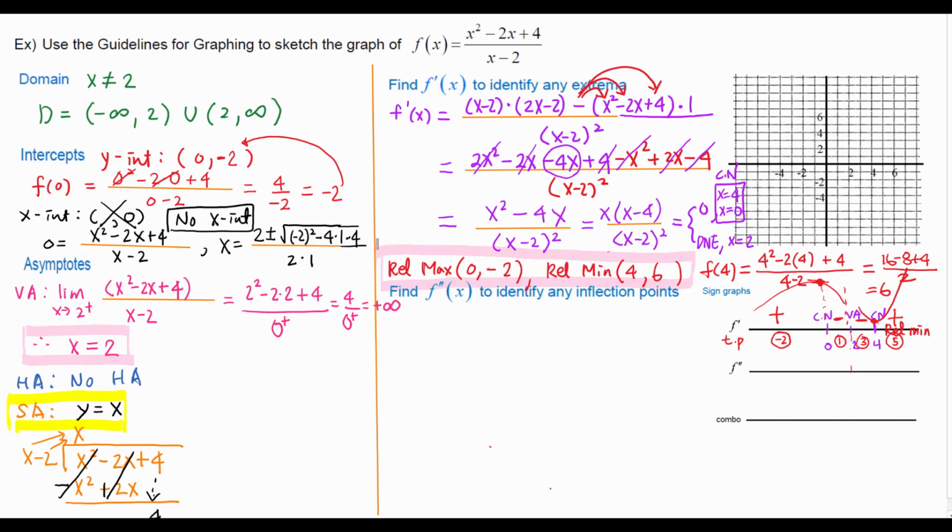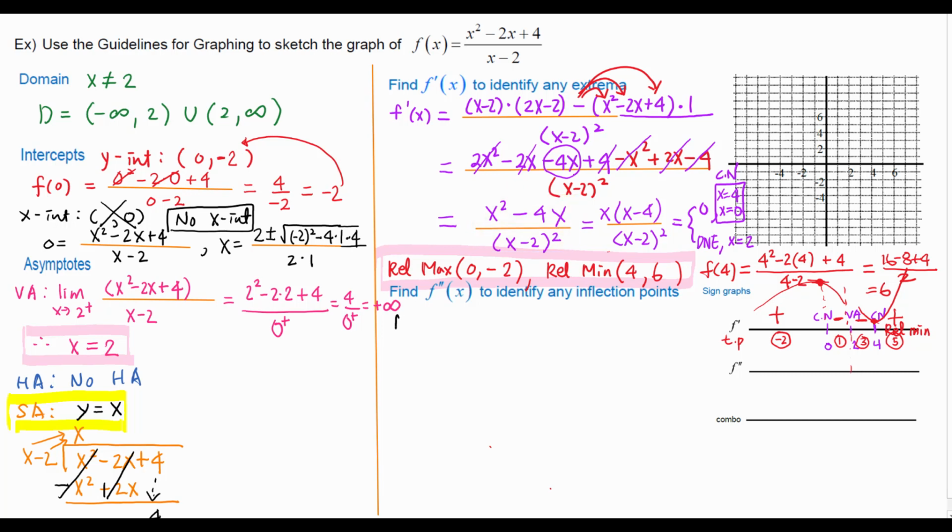Lastly, I'm going to find the f double prime to identify any points of inflection and find the intervals of concave up and concave down. So then it's easier to use this form of f prime to find the f double prime. And again, I'm going to use the quotient rule.